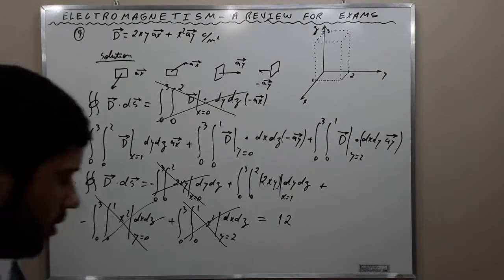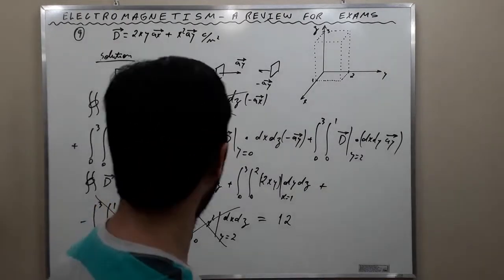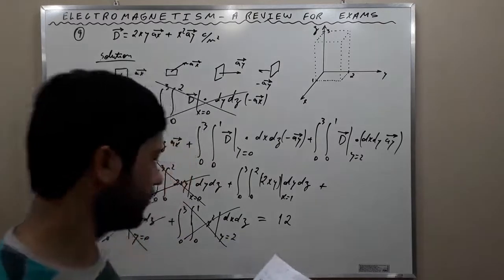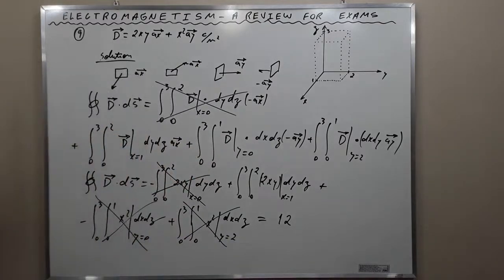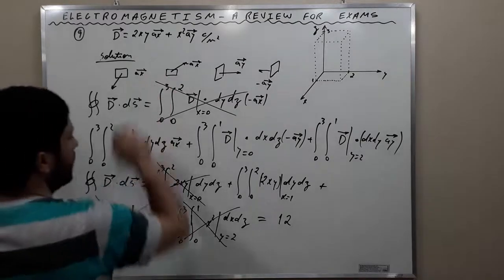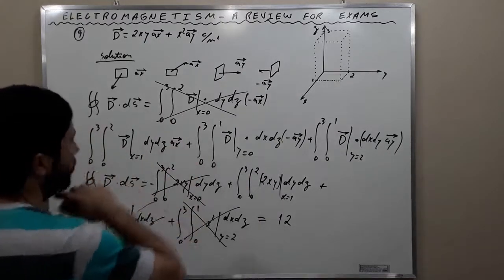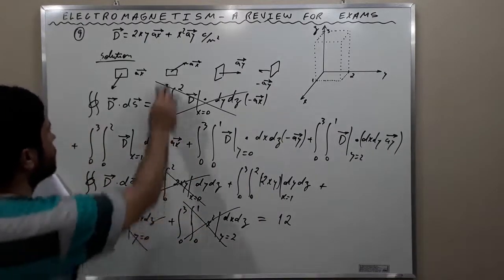There is another way of calculating this. The exercise wanted us to evaluate both sides of the divergence theorem. This is one side of the divergence theorem. We are going to evaluate the other side of the divergence theorem, and remember that the result is 12.